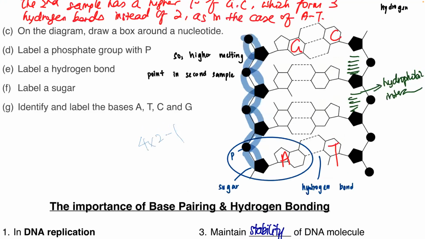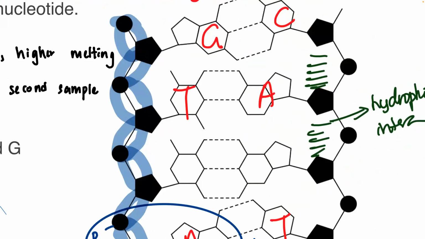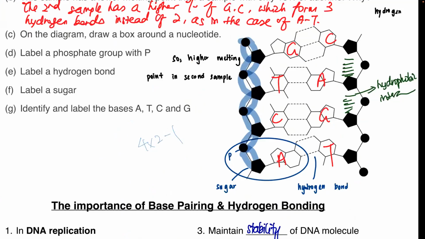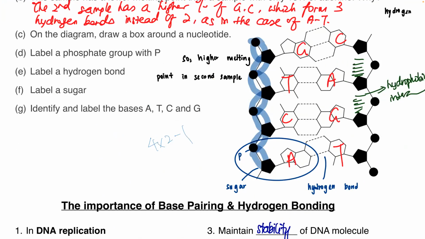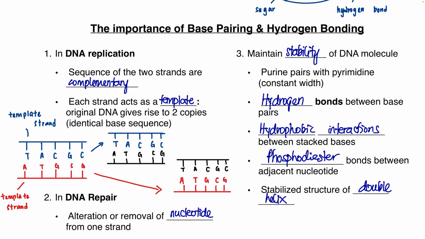For example, if you look at this again, here is the second set of nucleotides. So two nucleotides: this is A, this is T. And then this is G, this is C. If you want to label all of them, that's how you would do it. Next, the importance of base pairing and hydrogen bonding.